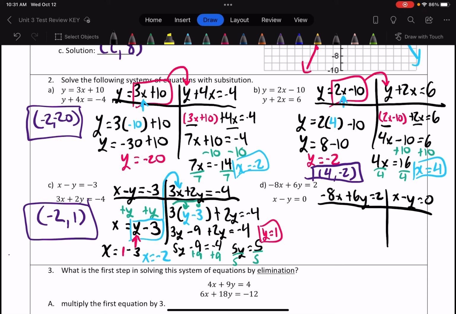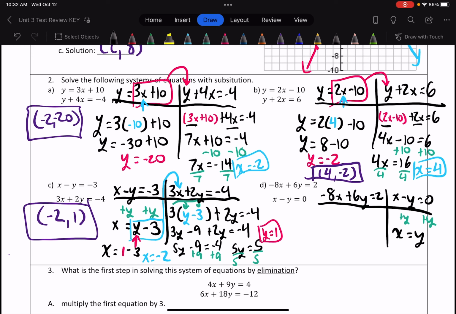So that first equation, I've got multiple coefficients. I've got a negative 8. I've got a 6. Those are pretty big coefficients. So I'm going to choose not to mess with that equation yet. That second equation, though, I've got x minus y equals 0. So how about we just isolate our x variable? In order to do so, I'm going to add y to both sides. So x is going to equal y.